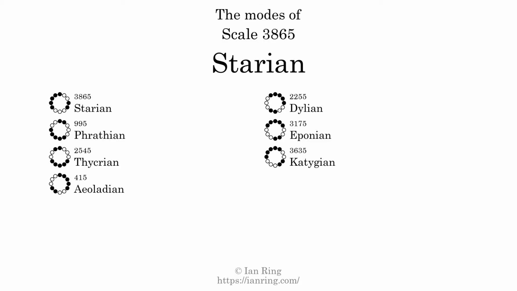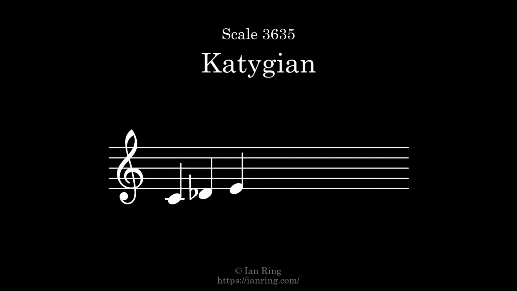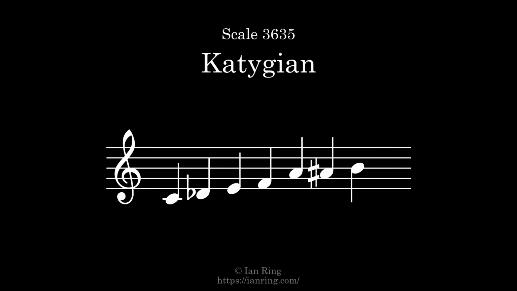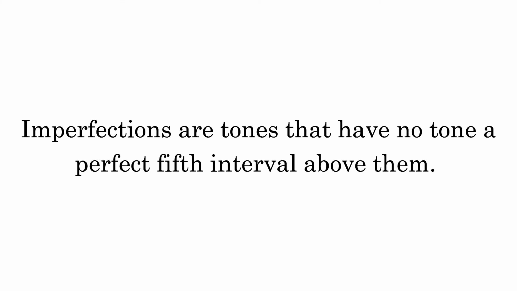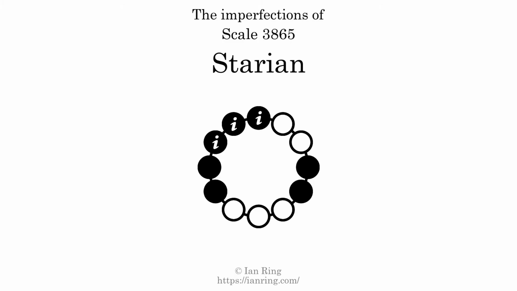The seventh and last mode is scale 3635, also known as Cartagen. It sounds like this. Imperfections are tones that have no tone a perfect fifth interval above them. This scale has 3 imperfections. They are at positions here, here, and here.